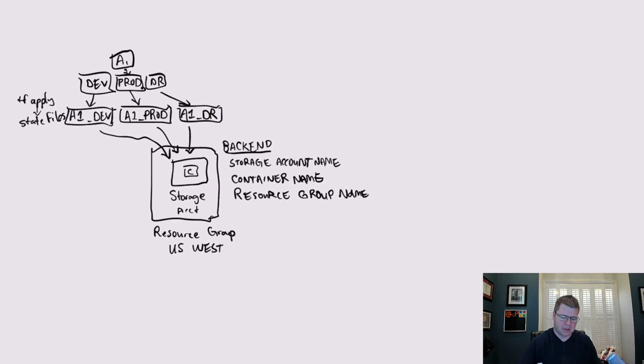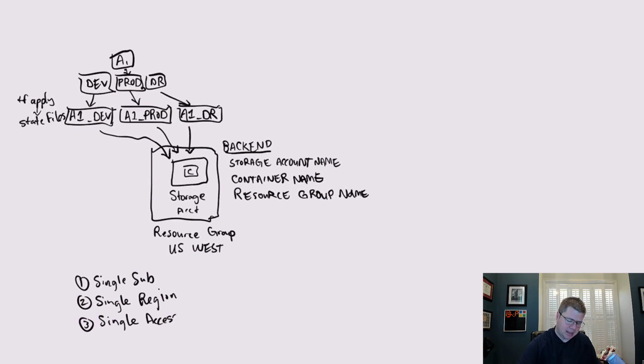What are some characteristics of this? One, we have a single subscription. We have a single region, and we have single access control. Basically, if you have access to the storage account that controls the Terraform State for the dev environment, you also have access to the Terraform State for prod. And so this can be an unacceptable muddling of access control boundaries between environments.